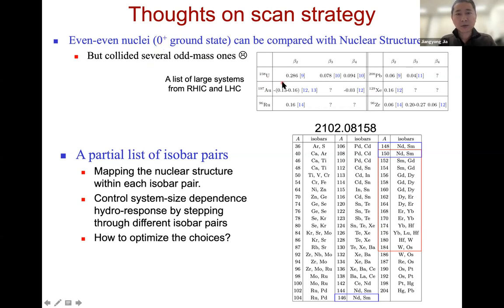And so what you really want to do is to collide the even nuclei, right? For which you actually have much more experimental and theoretical control. And there's a lot of such pairs. And this is a partial list of the pairs. What one could do, of course, is to select a few pairs which have an interesting nuclear structure signature and step through a few different pairs. So in other words, you can cross-calibrate information across the landscape by selecting a few pairs.